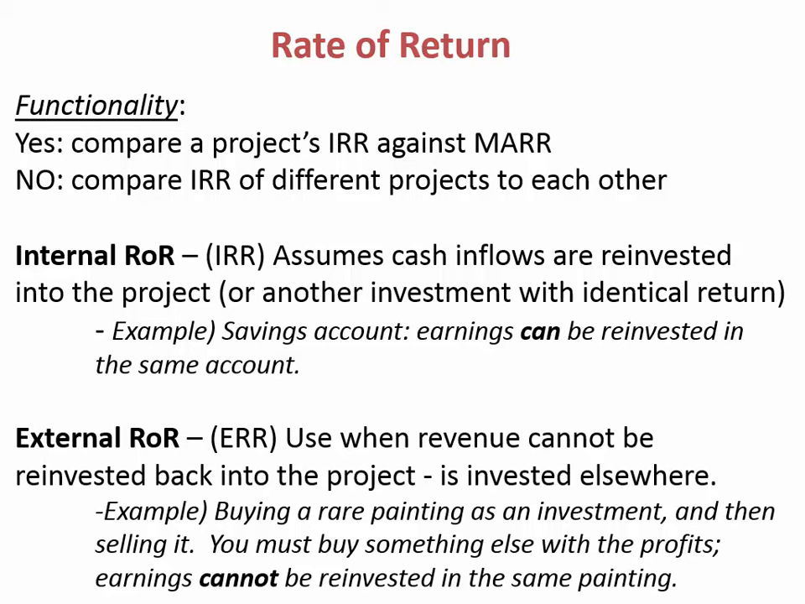And in the case where you have a project where you cannot reinvest your earnings, you need to calculate what's called an external rate of return. And the word external just means that the earnings, your revenue, the profits, however you want to call it, that money that comes to you, the inflows, you're putting it somewhere else besides the original project. So internal and external is just talking about where you put the money that comes to you after your original investment.